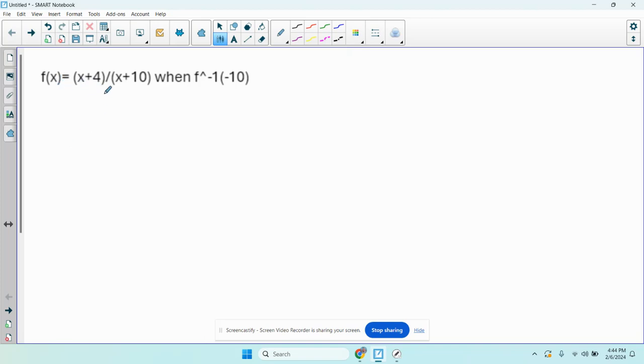Okay, so what I think the question is asking is, if we have f of x equals (x plus 4) over (x plus 10), then it wants us to find f inverse of negative 10.